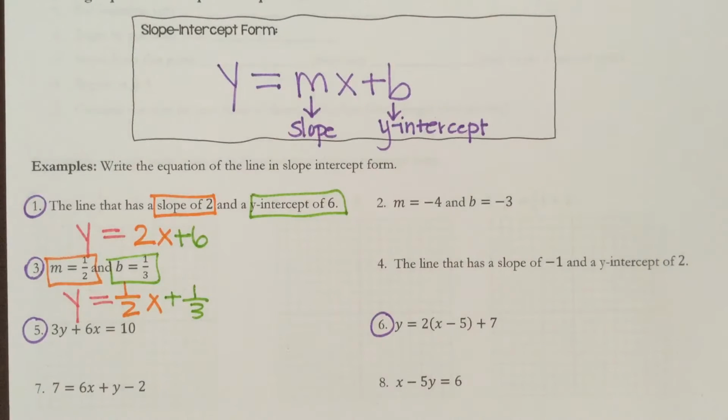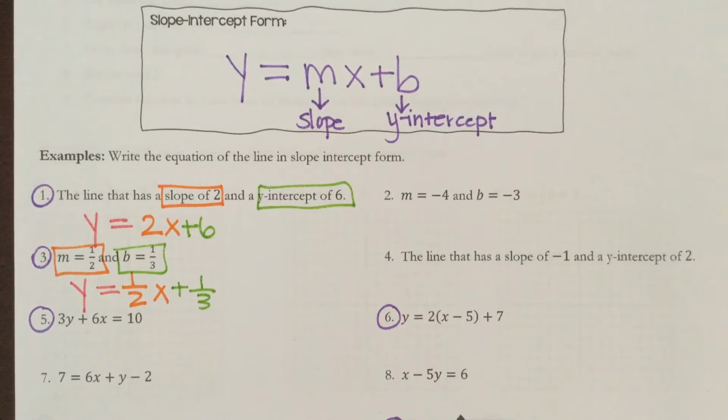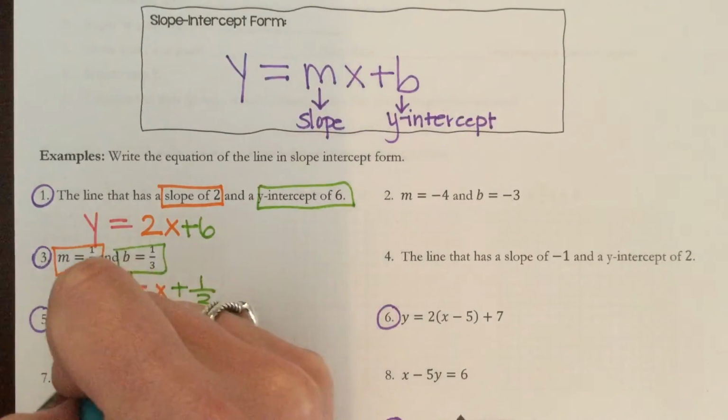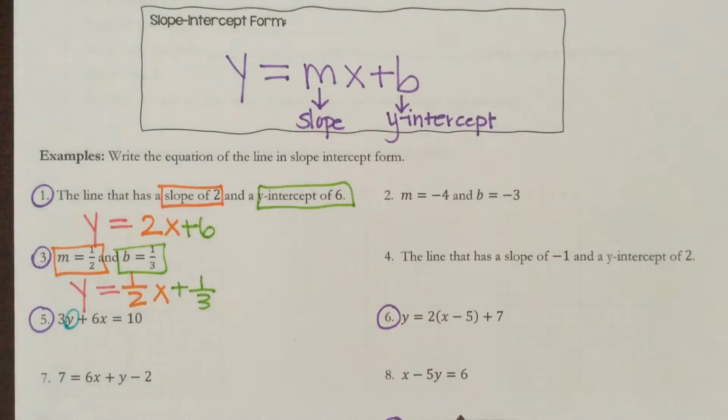In example number 5, that equation was not given to us in slope-intercept form. So we want to rewrite equation 5 in slope-intercept form. Notice that if we are in slope-intercept form, y is by itself on one side of the equal sign. So we need to start isolating this equation so that y is all by itself. We did this in Unit 2 when we talked about literal equations.